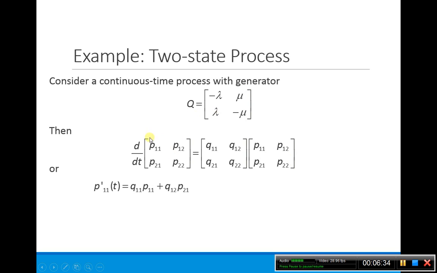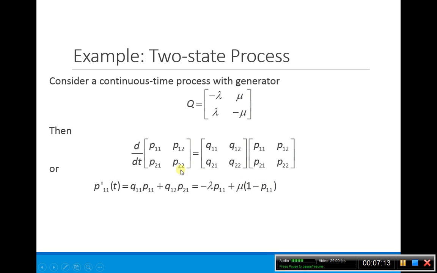So if we look at our first entry here, we're going to have the derivative P11 prime is equal to, what corresponds to this first entry is going to be the first row times the first column, so we're going to have Q11 P11 plus Q12 P21. Let's fill in what we know about our Q's. Q11 is minus lambda, and Q12 is mu. And we also know something about our P's. This is our probability transition matrix, and so the columns are going to sum up to 1, so we can write P21 as 1 minus P11.